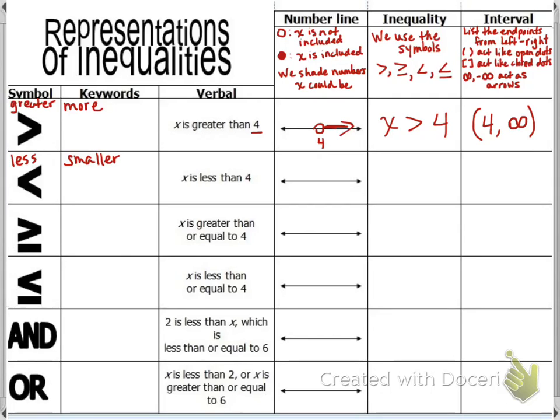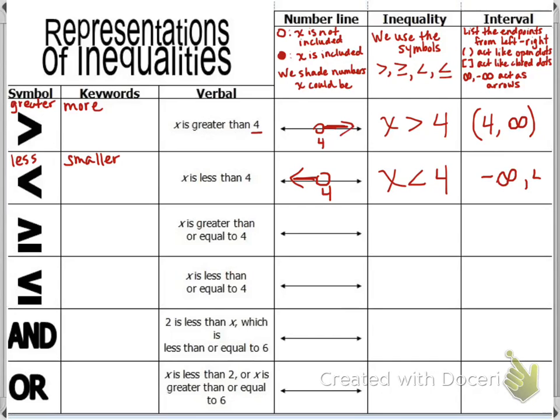So on a number line, again, I start with an open circle. I label it with a 4. It says x is less than 4. It can't equal 4, so I'm going to leave that circle open. X is less, which means I'm moving to the left because numbers get smaller to the left on a number line. And that's all I have to do to graph it on a number line. Using an inequality symbol, x is less than 4. And finally, interval notation. I'm going to start with my endpoints. So my left endpoint is actually negative infinity.